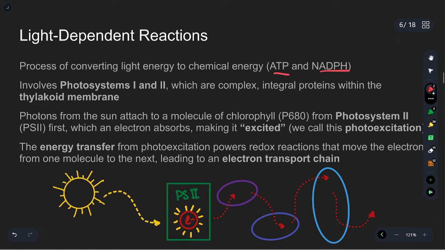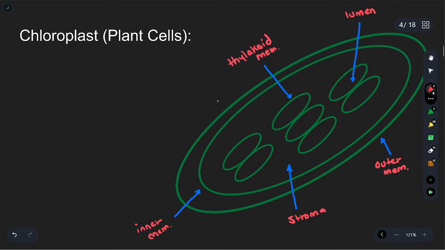So this involves photosystems 1 and 2. These are complex proteins within the thylakoid membrane. So we have a location already. If I go back to the chloroplast, the thylakoid membrane is the membrane surrounding these coin-like parts of this organelle.